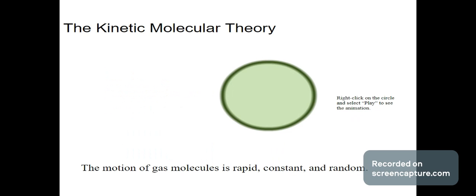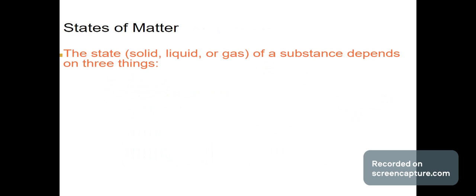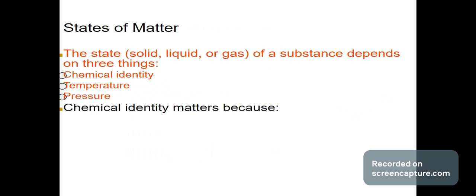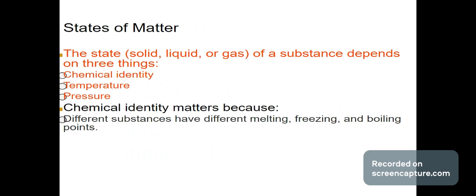The model itself was actually based on the motion of gas molecules, which we know is rapid, constant, and random. The state of matter of a substance depends on three things: chemical identity, temperature, and also the pressure itself. Chemical identity matters because different substances have different melting, freezing, and boiling points. Think about this right now. We'll talk about this tomorrow, but think about how these things affect solubility. Solubility is all about how well a solute dissolves in a solvent.